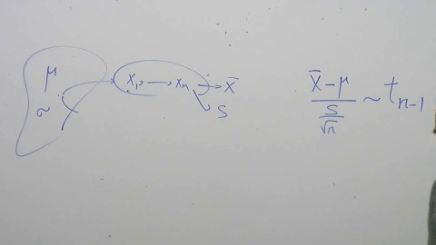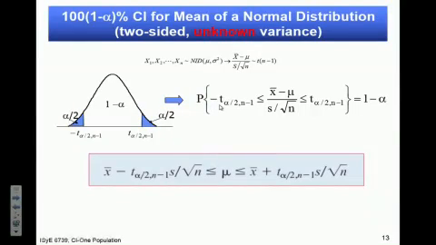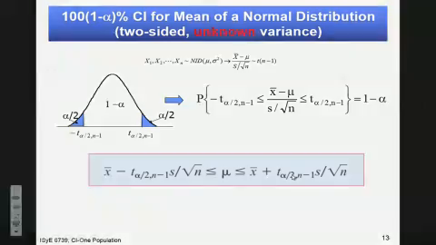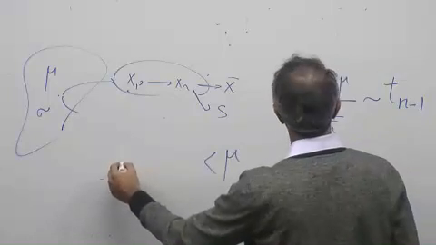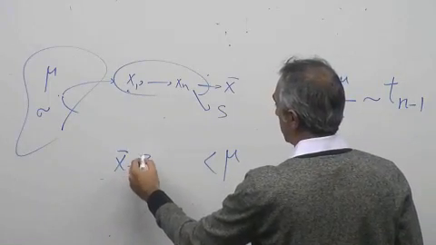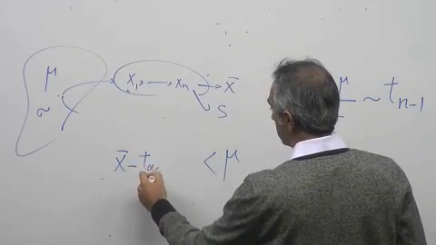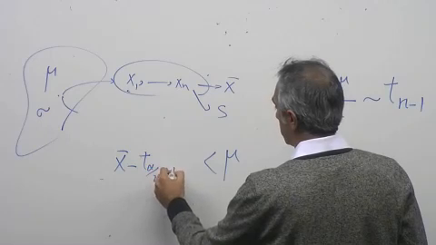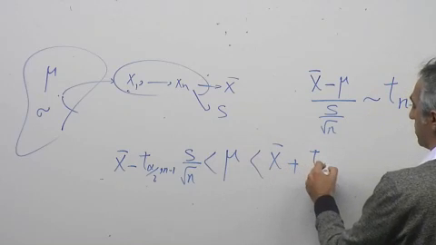So very, very similar procedure. We just replace Z with T, with n minus 1 degrees of freedom. And this is the lower and upper confidence interval that we get. So at the end of the day, we get mu is between X bar minus T alpha over 2 and n minus 1 degrees of freedom. This is for the lower bound, and for the upper bound is the same thing with a positive sign.